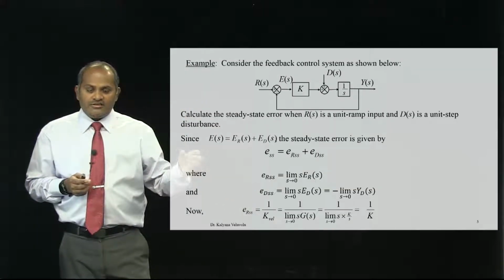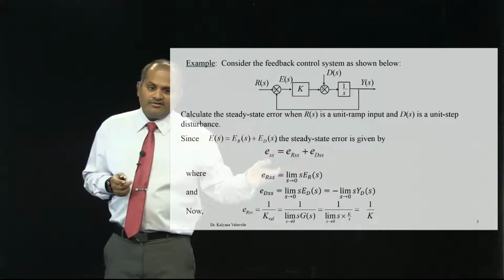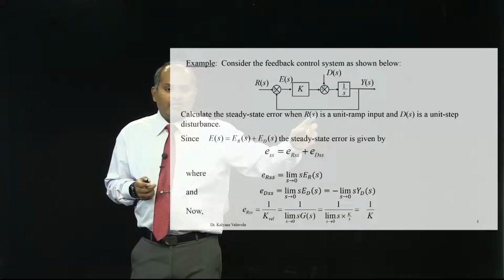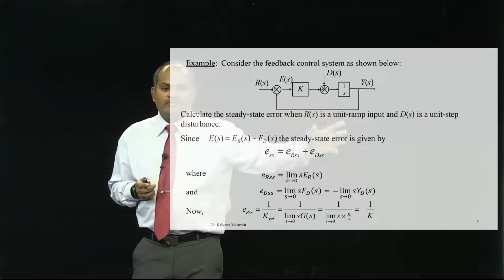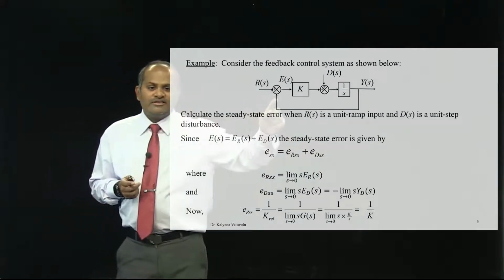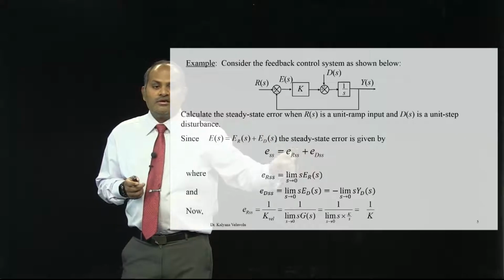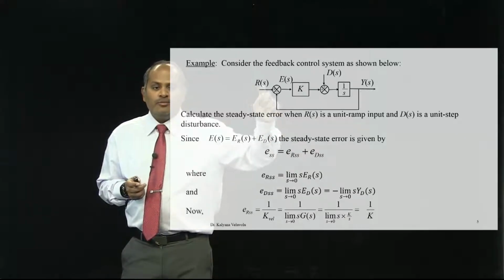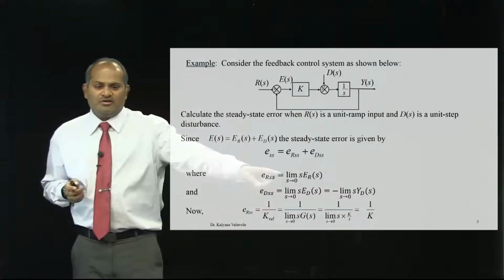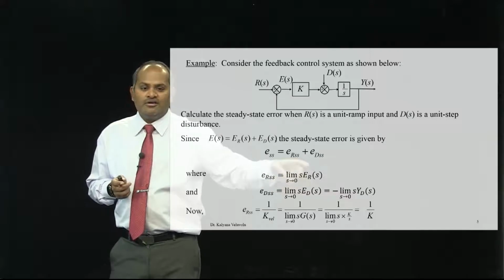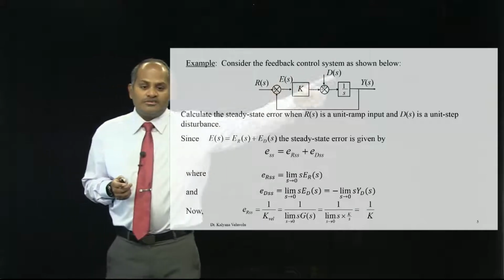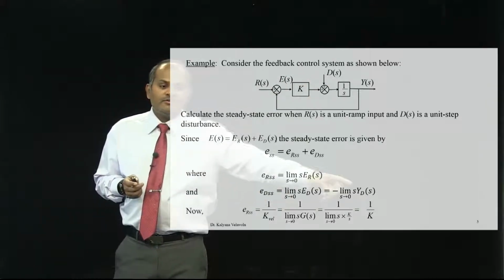We have also analyzed another example in the last class. When you have R and Y, and R is a unit ramp and D is a unit step, we analyze the steady state error performance. The error will be the sum of the error due to the actual input plus the error due to the disturbance. The error due to the input is limit S tends to 0 of S into ER, and the error due to the disturbance is actually the output due to the disturbance, so S into ED, that is S into YD.